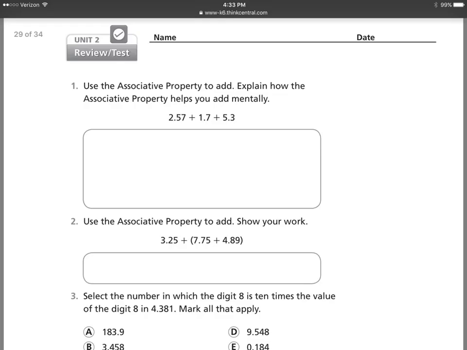Welcome to Unit 2. We're going to review the test, and we're going to do it in two parts. Today will be part 1. We'll get through 1 through 15 today. Let's get started. Question number 1 and 2 are very similar.